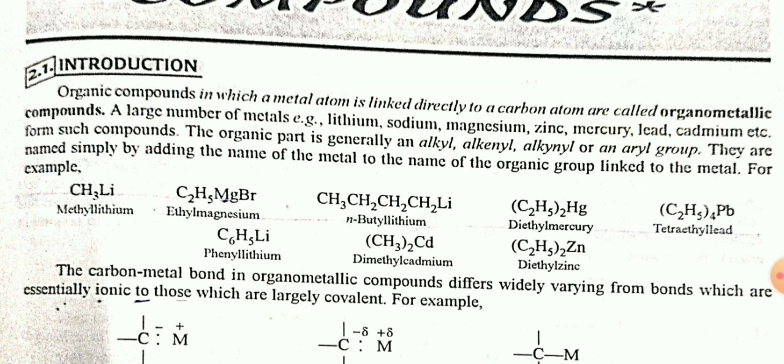compounds. A large number of metals, for example lithium, sodium, magnesium, zinc, mercury, lead, cadmium, etc., form such compounds. The organic part is generally an alkyl or aryl group. They are named simply by adding the name of the metal to the name of the organic group linked to the metal. For example, methyl lithium, ethyl magnesium, n-butyl lithium, diethyl mercury, triethyl lead, phenyl lithium, dimethyl cadmium, diethyl zinc.